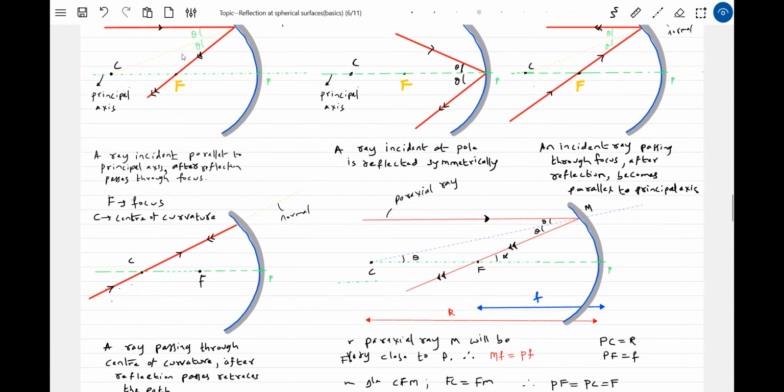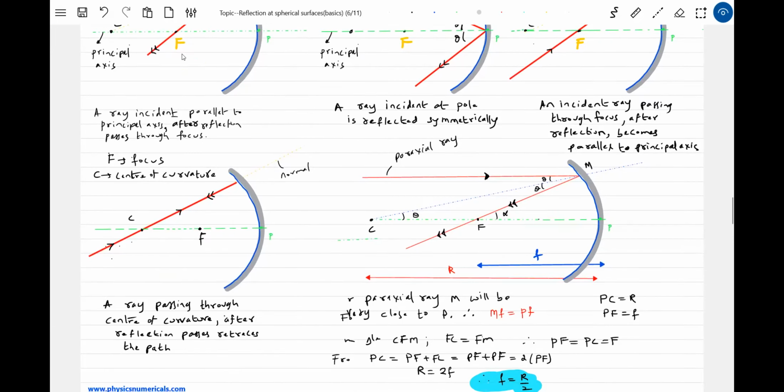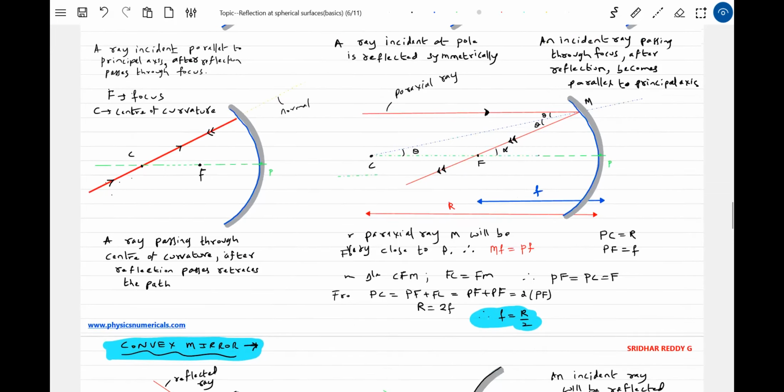Okay, now after this, I'm interested in how these distances are related. What is P? The geometrical center. What is C? The center of curvature. F is the focus. So how are the distances PF and PC related? Let me assume a paraxial ray. What is a paraxial ray? Rays whose angle of incidence is very small and M will be very close to P are called paraxial rays. So what is the basic idea of a paraxial ray?